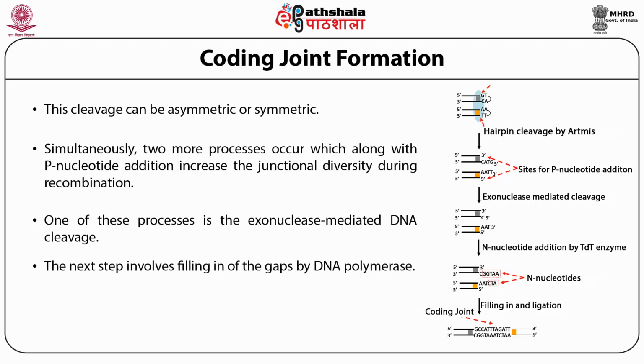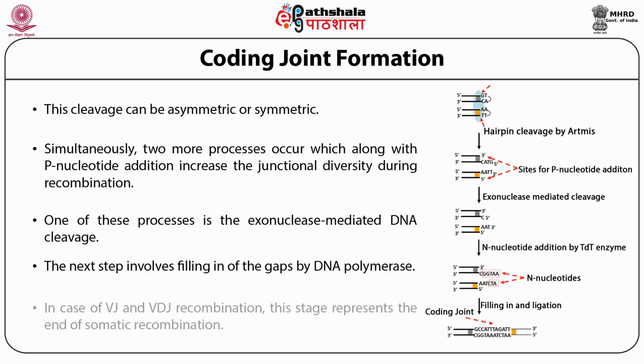The next step involves filling in of the gaps by DNA polymerase. Finally, the coding ends are ligated to form a coding joint with the help of DNA ligase 4 and non-homologous end joining proteins. In case of VJ and VDJ recombination, this stage represents the end of somatic recombination. However, in case of DJ recombination, this stage is followed by reinitiation of recombination to link a recombined DJ to a V gene, that is VDJ recombination.